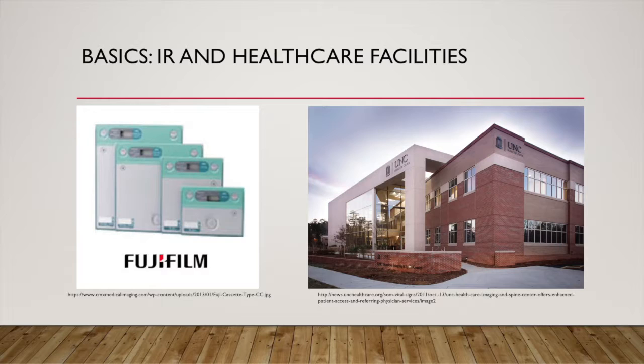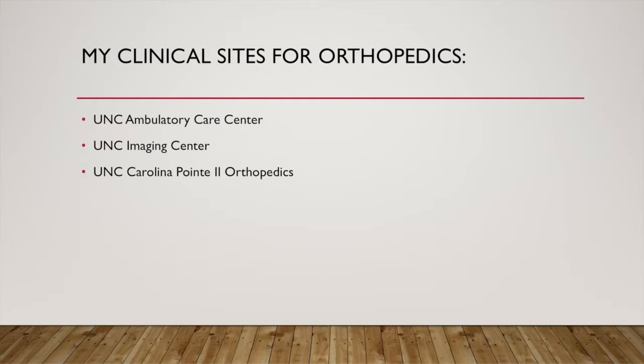The lumbar spine protocol also varies with different healthcare facilities, so you'll have to keep that in mind when you're rotating between different healthcare facilities. UNC Ambulatory Care Center, UNC Imaging Center, and UNC Carolina Point 2 Orthopedics are the clinical sites I was assigned to work at for my orthopedics rotation. These are all outpatient clinics where most patients are able to freely walk and talk.